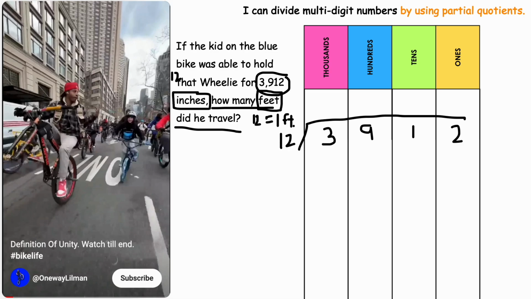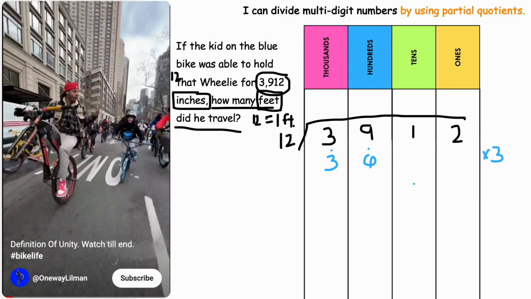So we'll start off by looking at how many times 12 can go into 3. You can't take any groups of 12 away from just 3, but in 39, you can take 3 groups. So let's go ahead and multiply by 3. 12 times 3 is 36. So I'm going to go ahead and write 36.